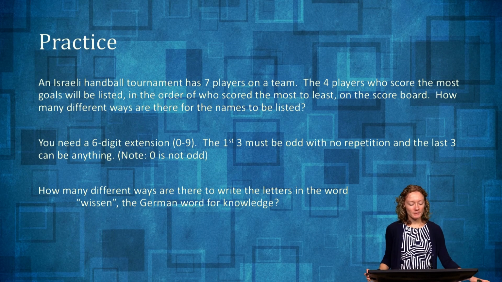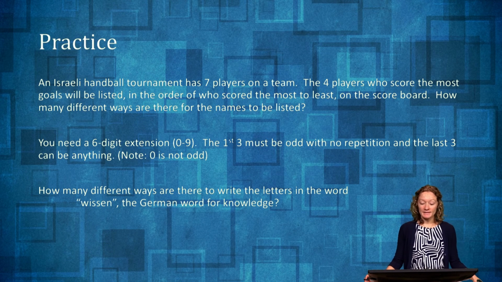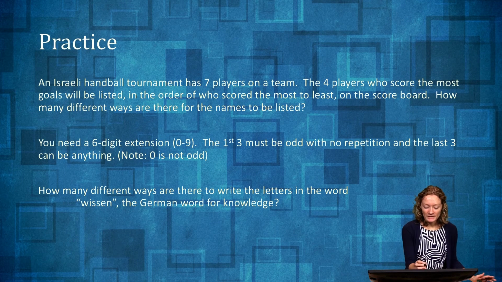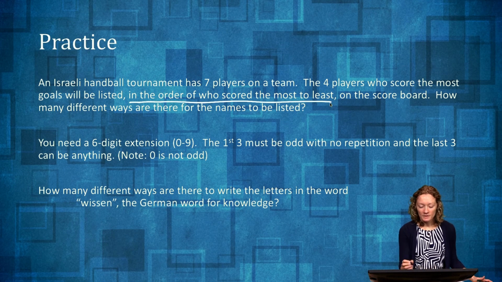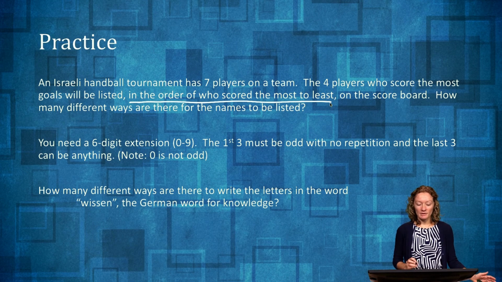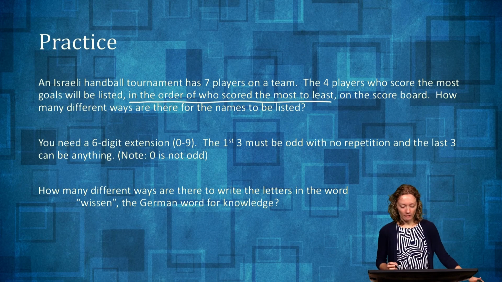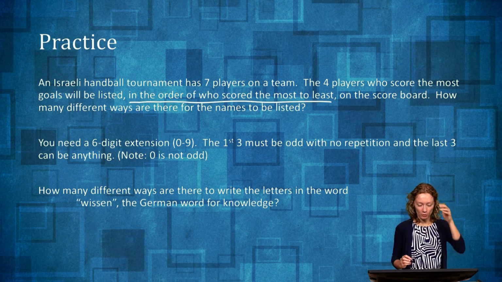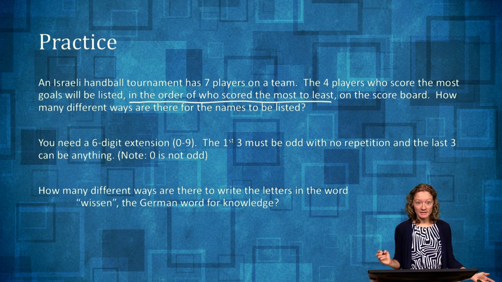Okay, so the first problem: an Israeli handball tournament has 7 players on a team. The 4 players who score the most goals will be listed in the order of who scored the most to least on the scoreboard. How many different ways are there for the names to be listed? Well, we definitely know that order is important because this line is saying they're going to be listed from who scored most to least, and it's the top 4 listed in their order. So how many different ways can they be listed?